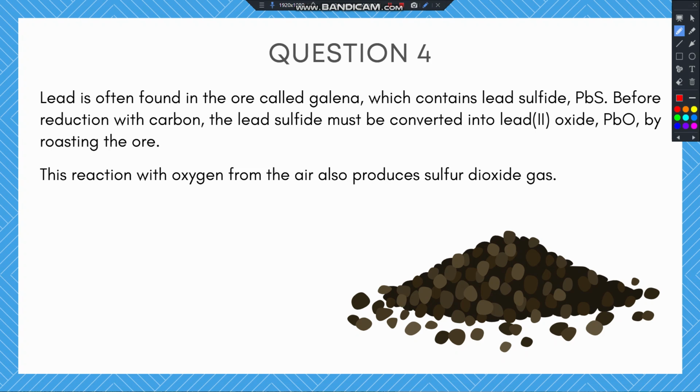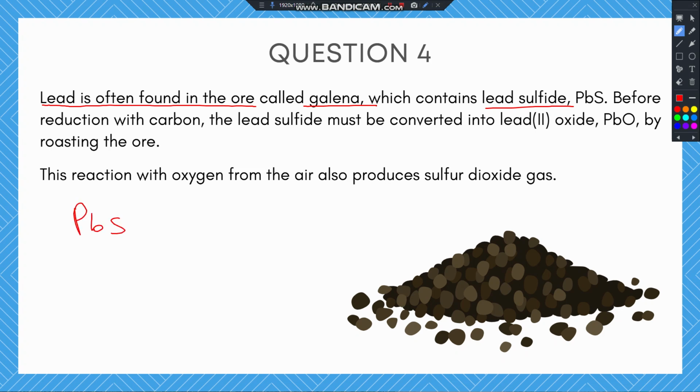I'm super excited to be here today with you where we get to treat another question from the archives. Okay, so today's question says lead is found in the ore called Galena, which contains lead sulfide. Here is the formula for lead sulfide, PbS.